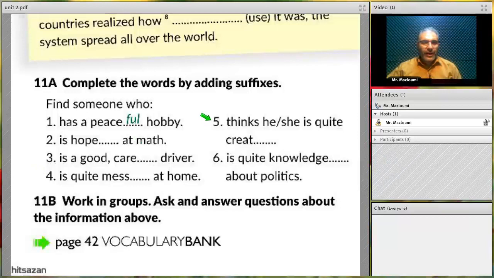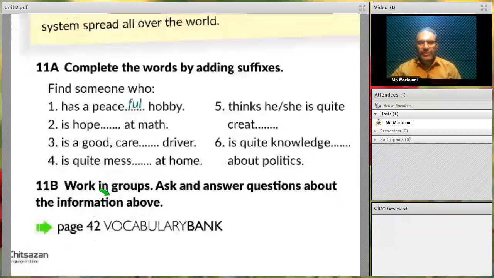Number 5, find someone who thinks he or she is quite creative. Yeah, again, my son, although he's pretty messy, he's quite creative. He has these great ideas. He's very good at making things, coming up with cool ideas. And find someone who is quite knowledgeable about politics. To be honest, I have no idea. I don't know anyone who is knowledgeable, well informed about politics.